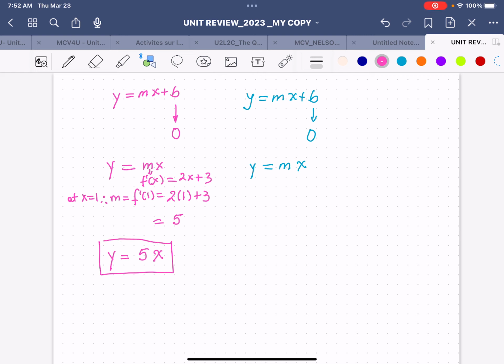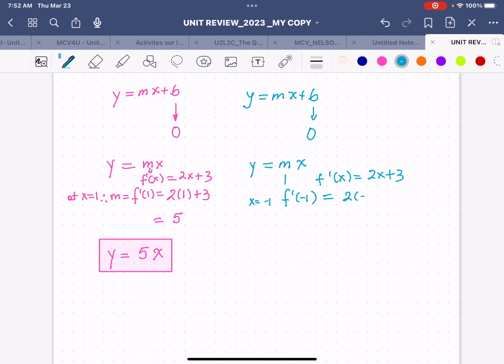In a similar way, we find the equation of the second line. Remember that here we drew the tangent line at x equals -1, which means that the slope would be equal to the derivative at -1. Remember that f prime of x is 2x plus 3, which means that f prime at -1 would be equal to 2 times -1 plus 3, or 1. Therefore, the equation of the second tangent will be y equals 1x, or simply y equals x. And that would be the second tangent line.